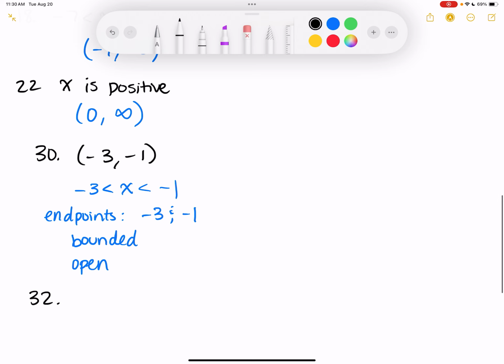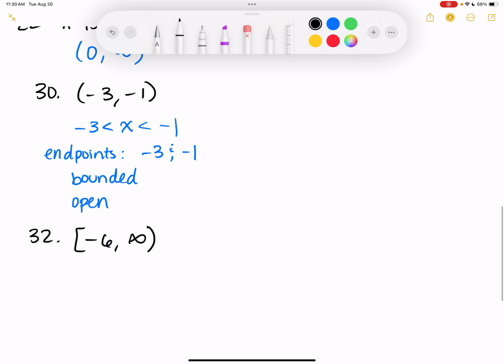32. Same instructions. I have a bracket, -6 to infinity with parentheses. So how would I write this one in inequality notation? Okay, -6 is less than x, which is less than infinity. Oh yeah, less than or equal to. So x is greater than or equal to -6. We aren't writing infinities if we're doing inequality notation.